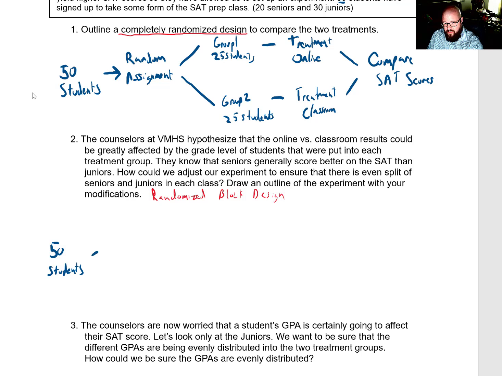Let's go ahead and take our first block, which is going to be our 20 seniors. And our other block is going to be our 30 juniors. Okay, now just like we did previously up here under the random assignment, we want to do a random assignment for these guys, right? Because now we've got 20 seniors that we need to randomly assign. So a random assignment.